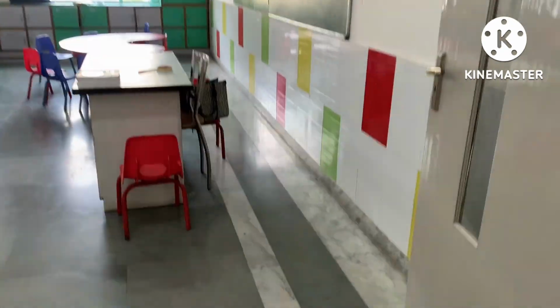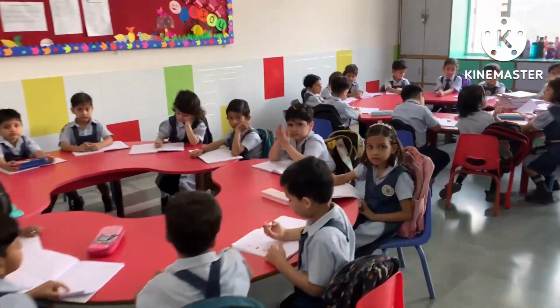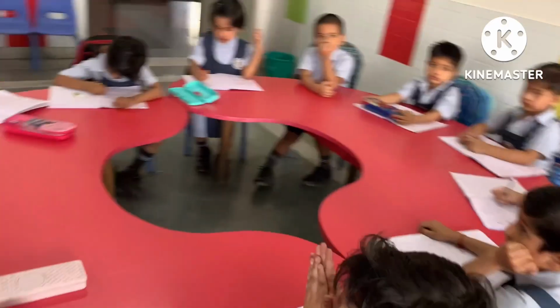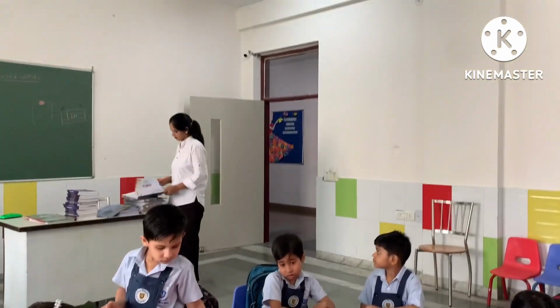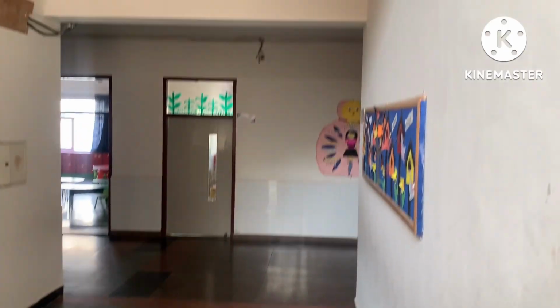This is the KG class. You can see the class. And this is the camera for student safety. This is the corridor area. We are moving to the junior wing.